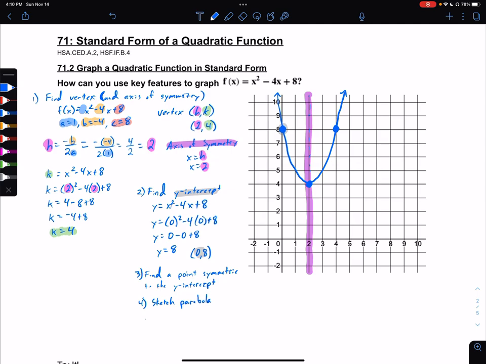Step 3, find a point symmetric to the y-intercept. In this case, since the y-intercept was on the left, we'd find a point symmetric on the right. We would mirror it to the right side, and then just connect the dots. We know we're dealing with quadratics, so make sure you draw a parabola. You shouldn't have straight lines here. It should be your U-shaped curve. Those 4 steps will be the same steps over and over, and you shouldn't have too much trouble with this.